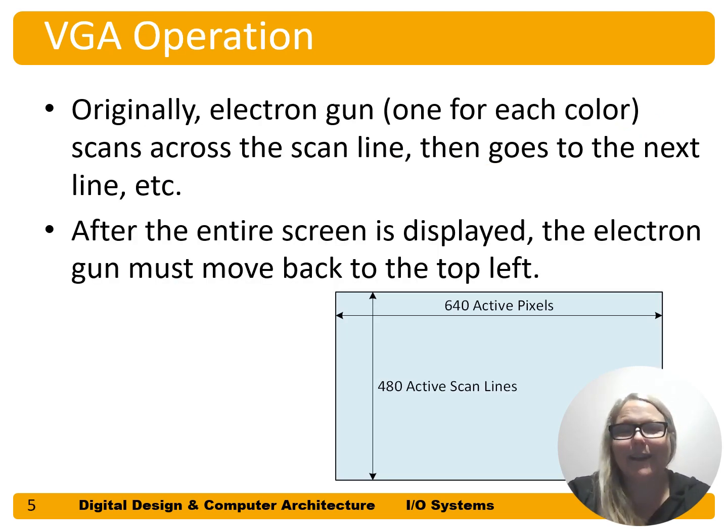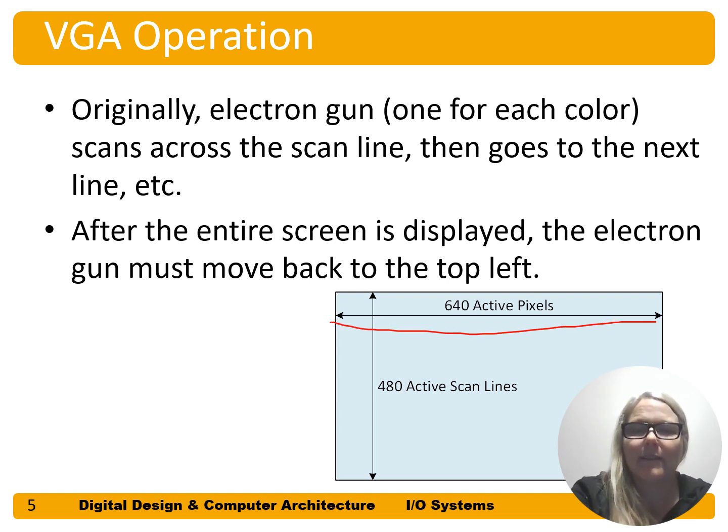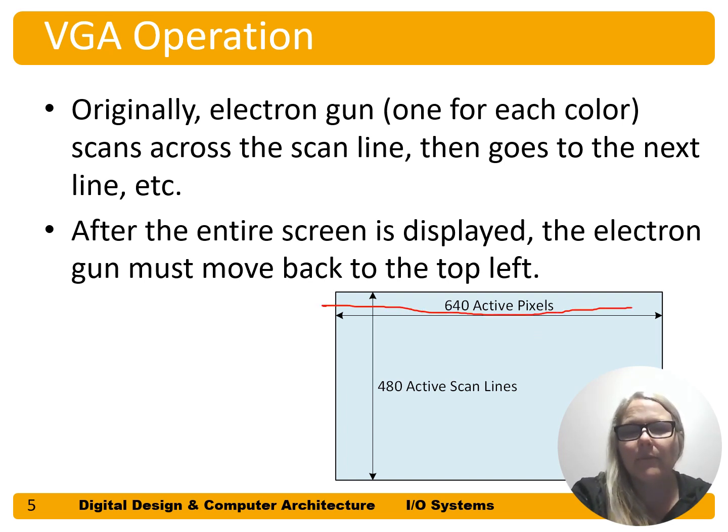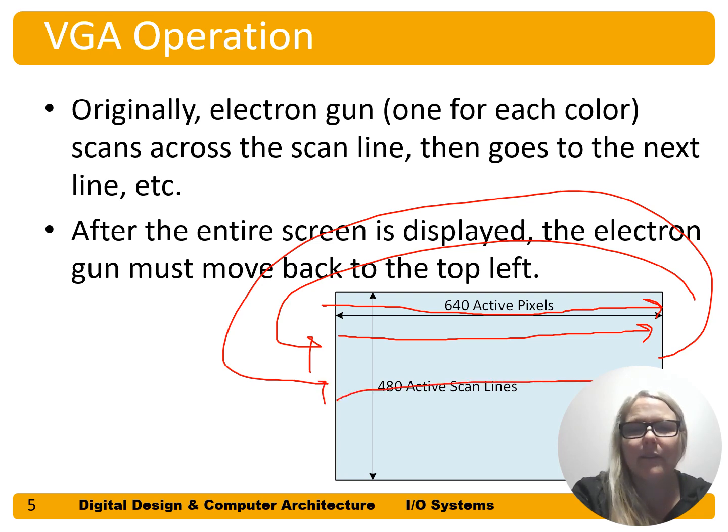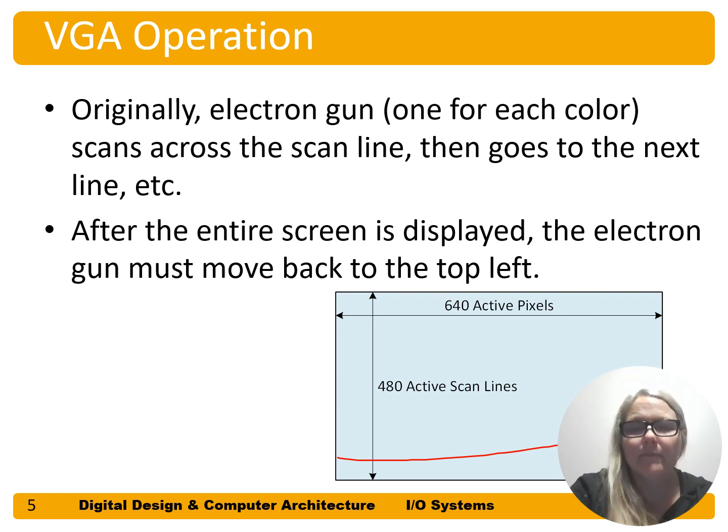So originally, VGA operated with an electron gun, one for each color, that scanned across the scan lines, and each of these is a scan line. And then it would go to the next one. So it would scan across that line, and then return and go to the next line and start scanning across that one, and then return to the beginning and scan across the next one until the entire display has been displayed.